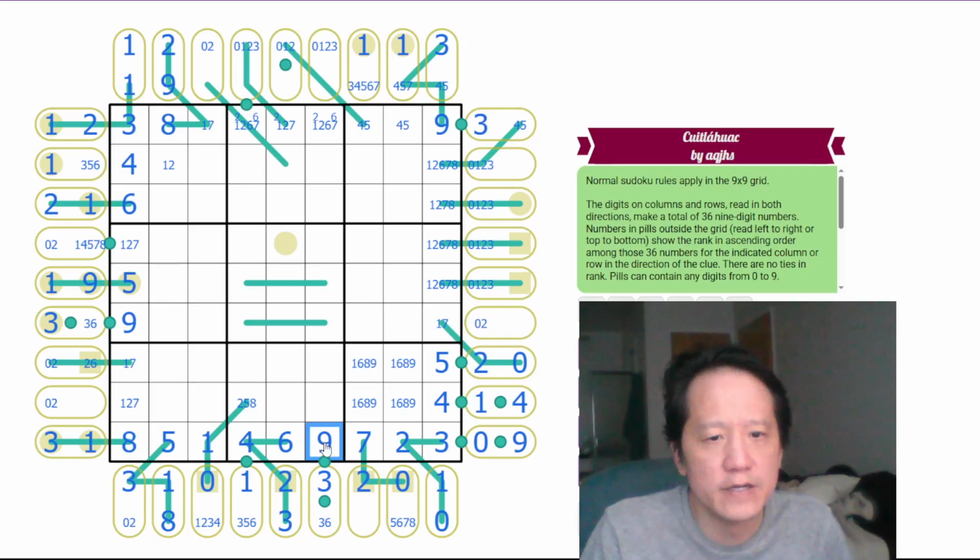This 9 is either 33 or 36. So it's either the lowest or the highest. That's very varied.